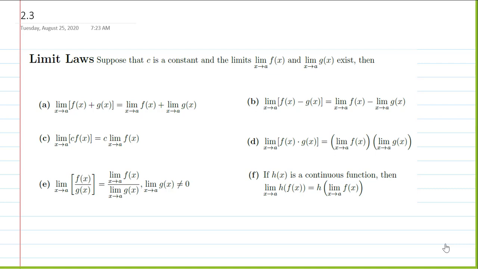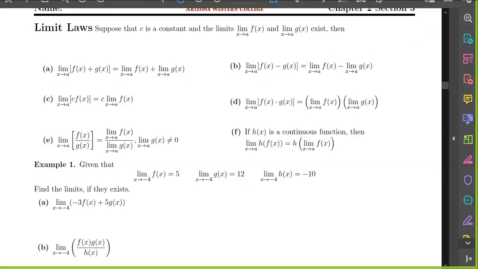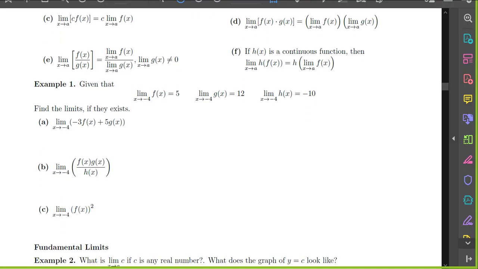So we will use all of these properties to aid us in calculating limits. F is pure gold. We are going to love this property, as you will see. It will save you a ton of time in doing things when used properly. So we'll do some examples of all of these. Let's practice our properties, and then we'll calculate some limits.